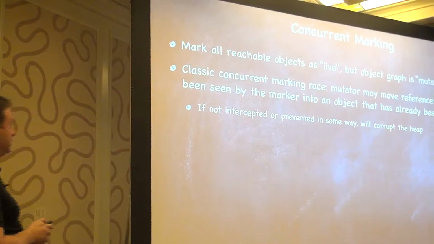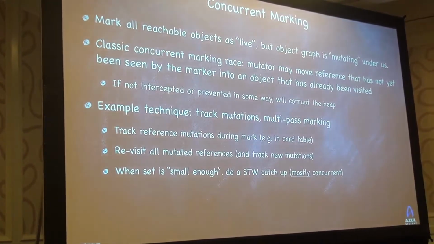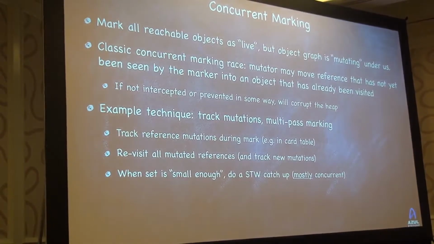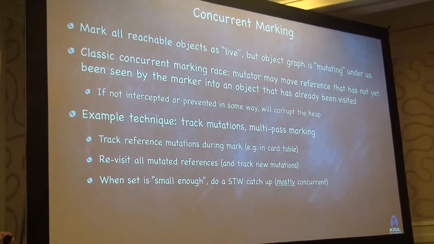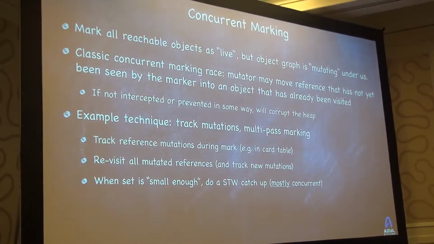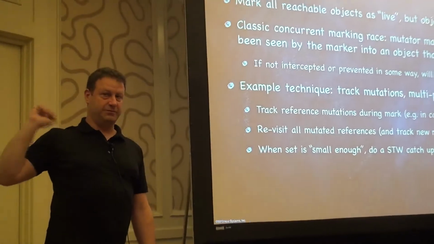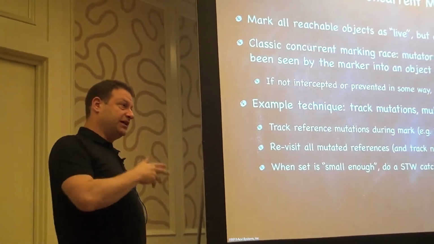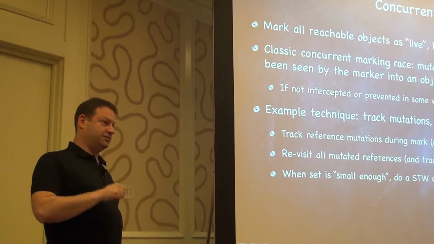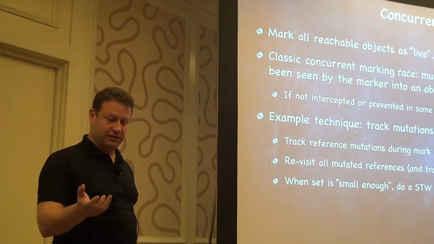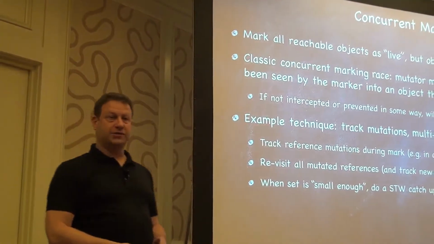There are various techniques for doing this. A common one is to track the mutations. So anytime you mutate, you write that reference, the collector says, well, okay, I need to remember that and get back to it because I might have missed it the first time. There are various techniques for doing that: card marking techniques, buffering techniques, but most of them involve saying, if I mutate, remember that somehow, and come back to it.